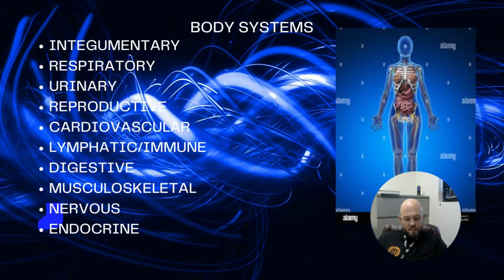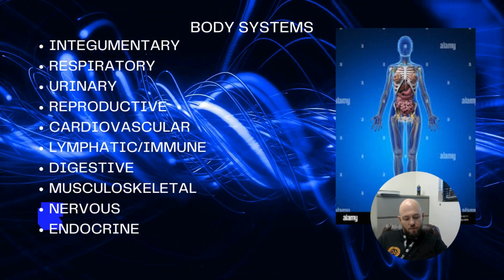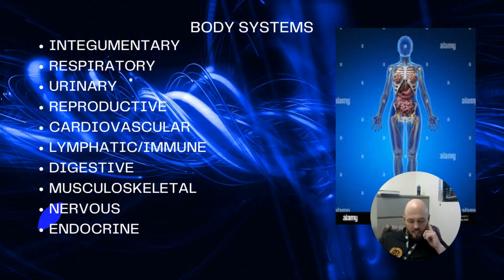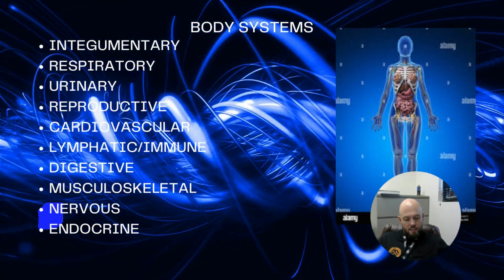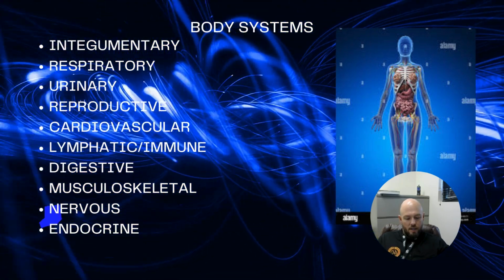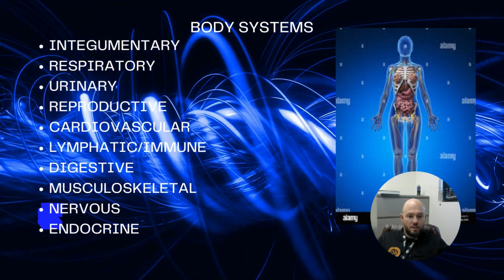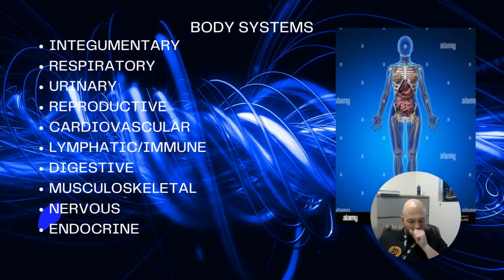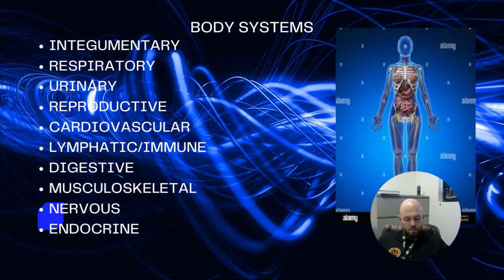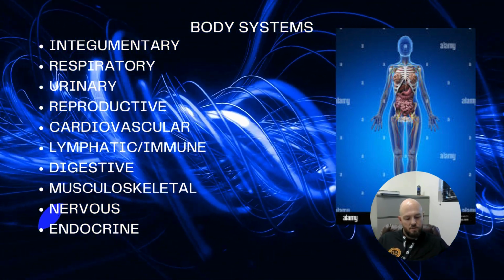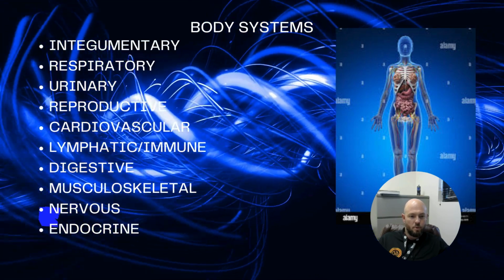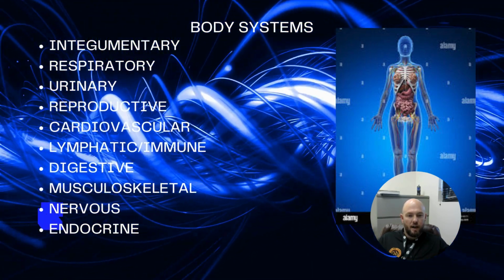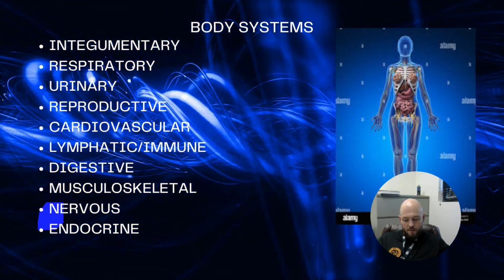Your reproductive system for females, this consists of your ovaries, your uterine tubes, your uterus, vagina, and mammary glands. For males, it's your testes, urethra, penis, prostate gland, and associated tubes. These are responsible for reproduction, along with some other functions. Cardiovascular system composed of your heart and your blood vessels, allows you to transport blood throughout your body to provide nutrients to the tissues, including oxygen, and remove waste products.